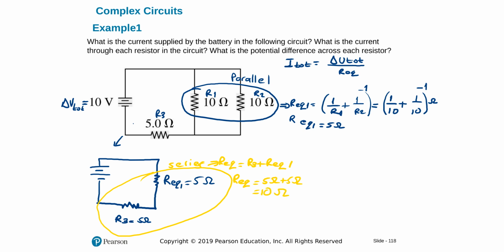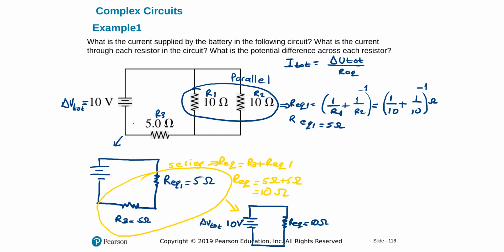Now going even simpler, I'll draw it smaller here because I want to have some space for some more solutions. My circuit becomes a very simple circuit with one power source and one resistance, that is R equivalent. I can draw it on this side or on the bottom, it doesn't matter. I have only one resistance. That's a resistor, that's R equivalent, that's 10 ohms. And I have my ΔV total, 10 volts.